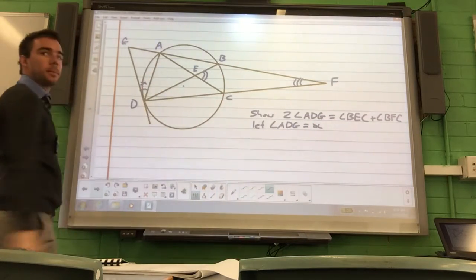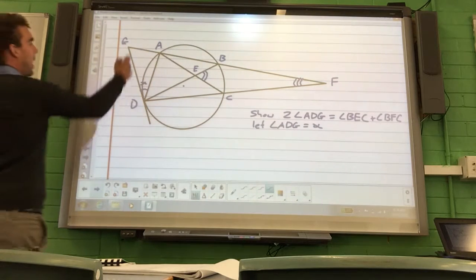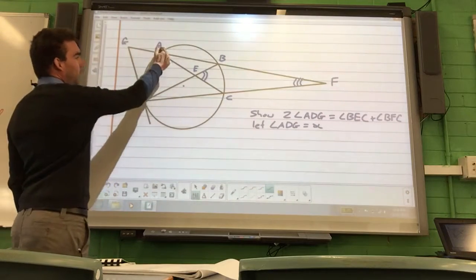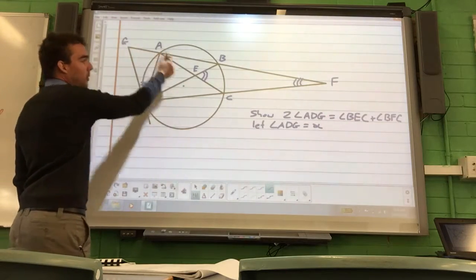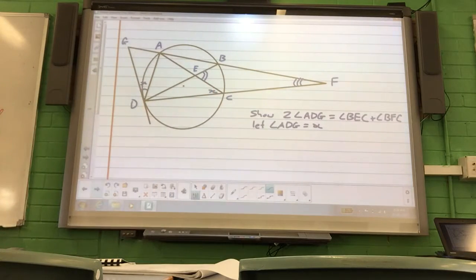Alright, let this one be x. So what else can we state? Which angle? ECD, yep. What we have here is a tangent and a chord. We form a triangle using that chord here. That means this angle here will be x. And then ABE is going to equal x also.